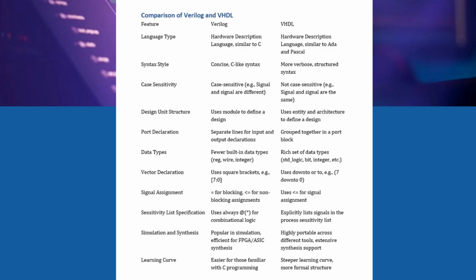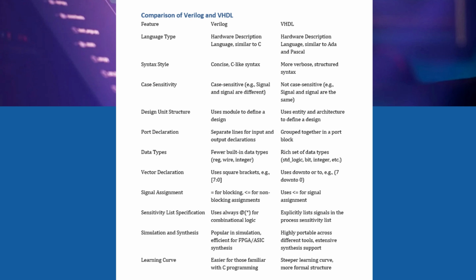Now let's look at the comparison of Verilog and VHDL. The language type of Verilog is a hardware description language, which is similar to C. The syntax of Verilog is also very C-like. However, VHDL is similar to Ada and Pascal. It is more verbose and it has a structured syntax. Verilog is a case-sensitive language, which means that even a capital letter can cause errors if not monitored properly. However, VHDL is not case-sensitive at all.